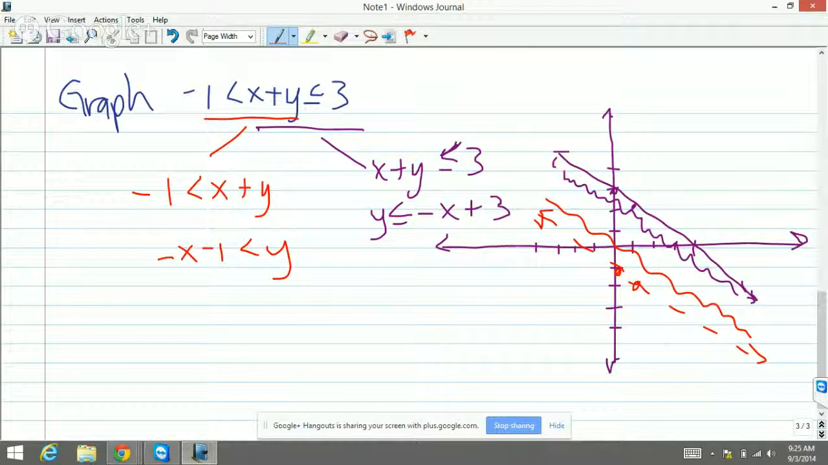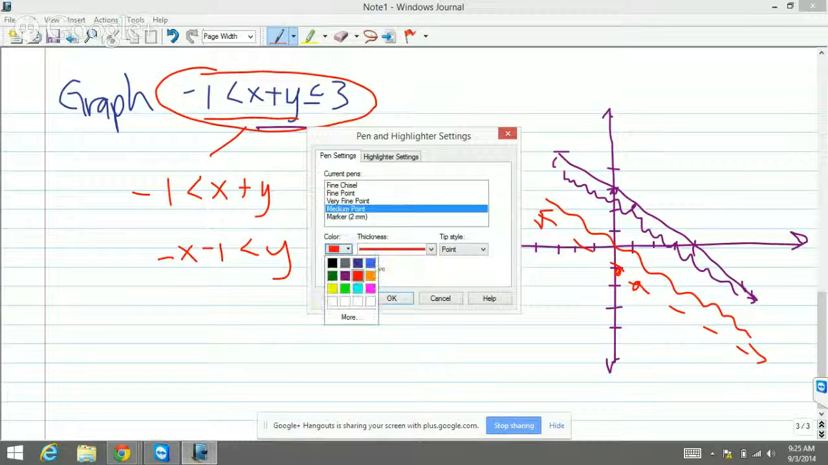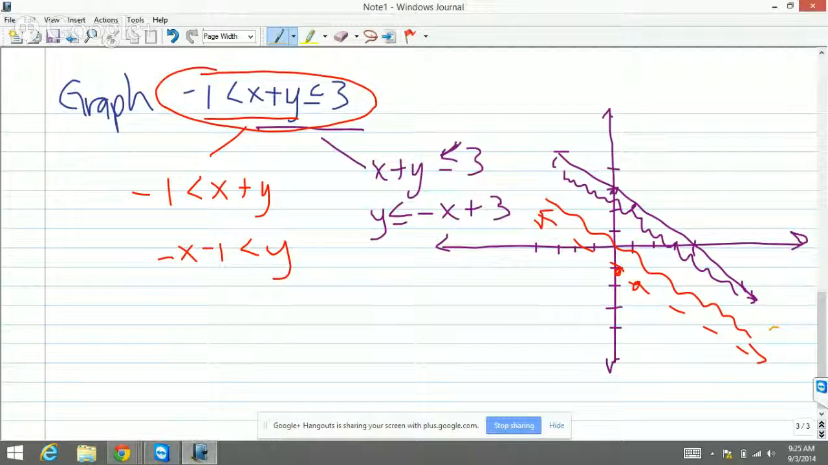Okay, so because this is bounded, we have to just shade between them. So we'll just, and you're good to go. Okay.